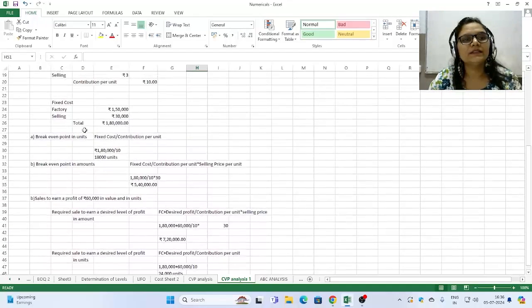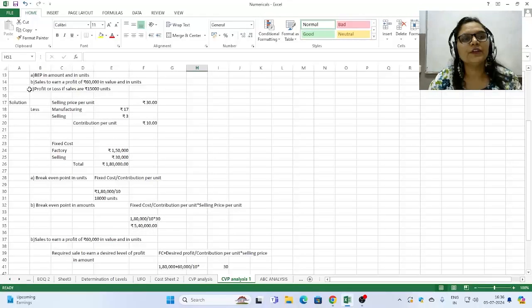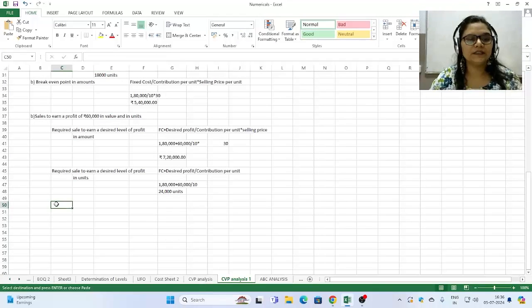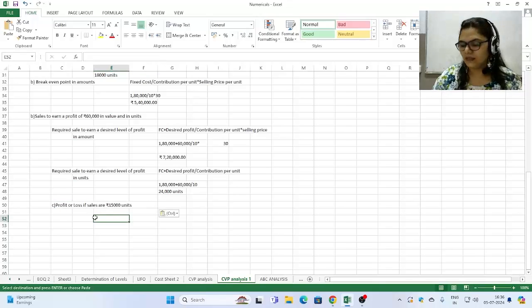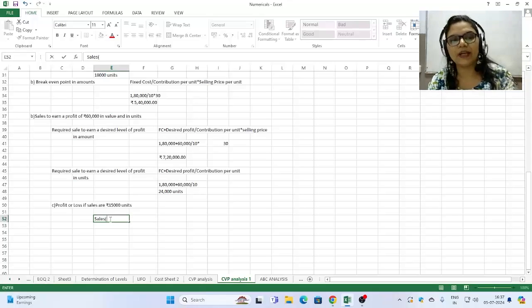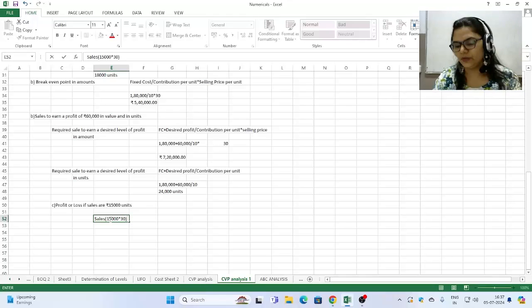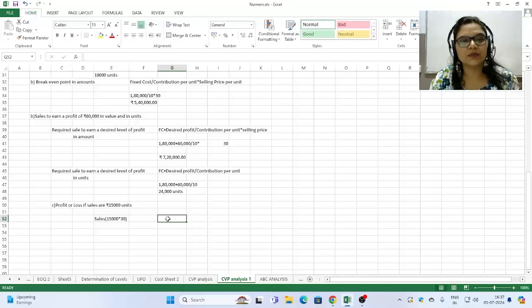Now next is profit or loss if sales are 15,000 units. What they are saying is, if sales are increased to 15,000 units, what will be the profit or loss? Sales, we know selling price is rupees 30 per unit. So we will multiply 15,000 by 30, which will give you 4,50,000.